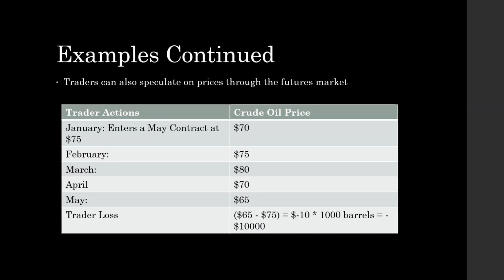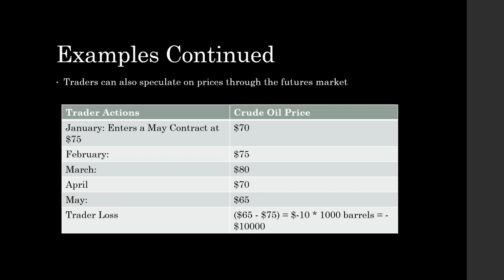So say, for example, that in January, he enters a May contract at $75, meaning he must buy, I believe, at $75 in May. And the current crude oil price is $70. And so in February, things are looking good. Crude oil prices are increasing, so now it's $75. And then in March, it becomes $80.